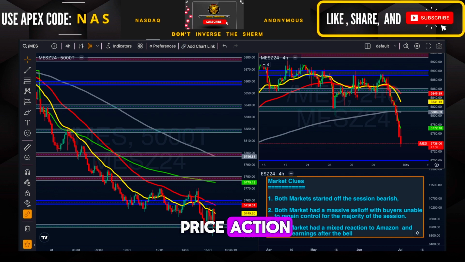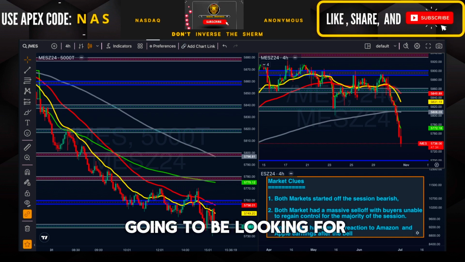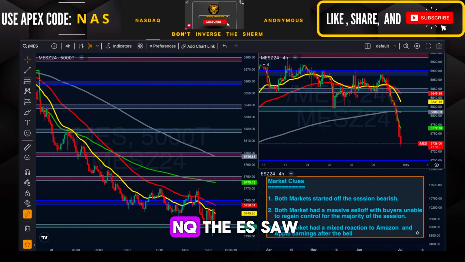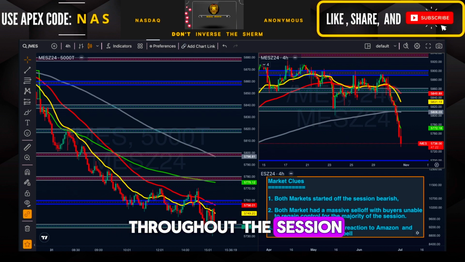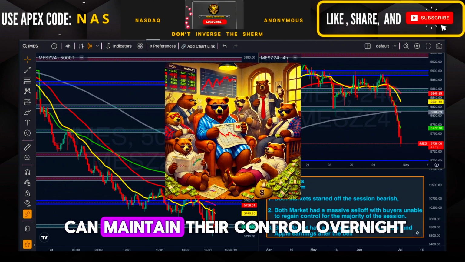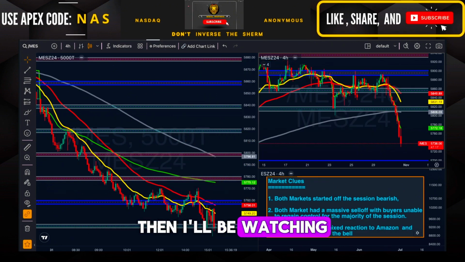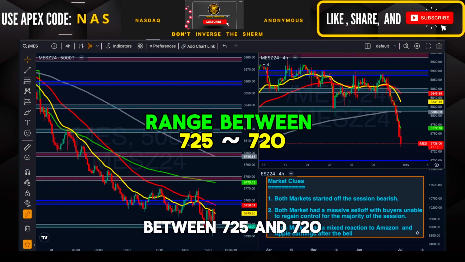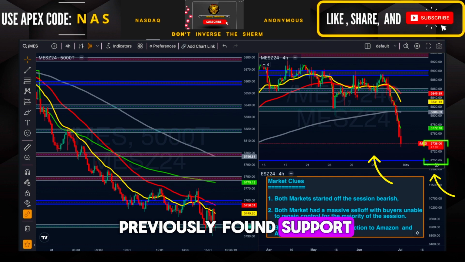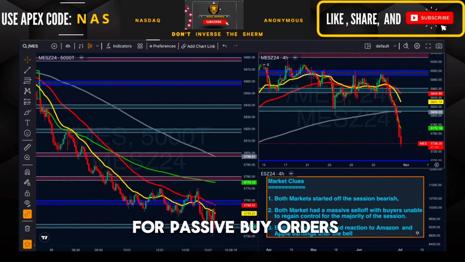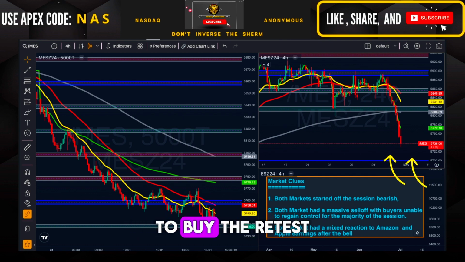And based on this price action, this is what I'm going to be looking for. So just like the NQ, the ES saw a massive move to the downside. But unlike the NQ, the bulls did not get any significant bounce throughout the session. So if the bears can maintain their control overnight, then I'll be watching the reaction when price trades within a range between 725 and 720, because this is the range where the bulls previously found support, and I do expect for passive buy orders to be resting in this area to buy the retest.